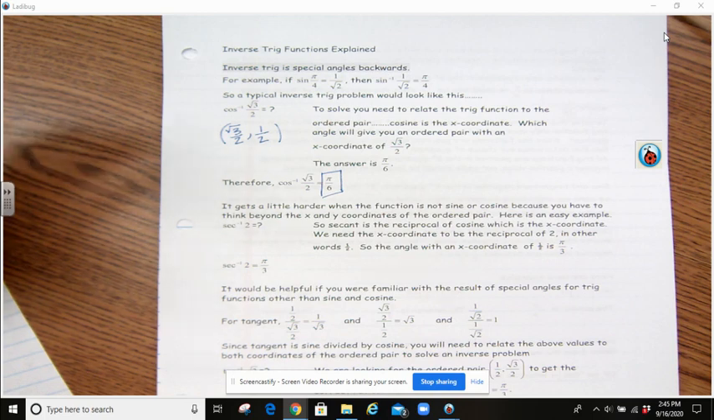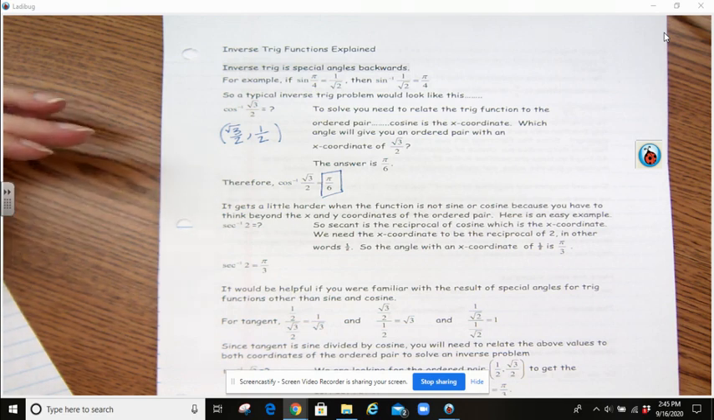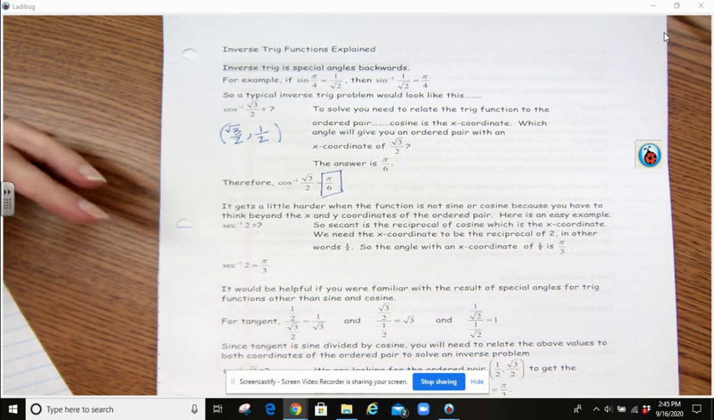So that's going to be okay if it's sine or cosine, because cosine is the x-coordinate, so you should be able to come up with the y-coordinate. Sine is the y-coordinate, so you should be able to come up with the x-coordinate. Well, what if it's cosecant or secant? Those aren't that hard either, because you know which part of the ordered pair those are related to.